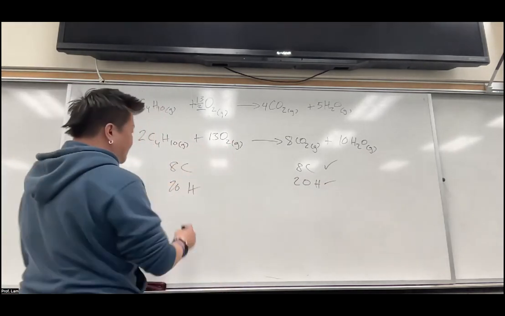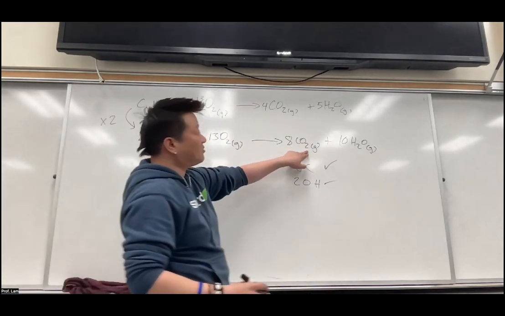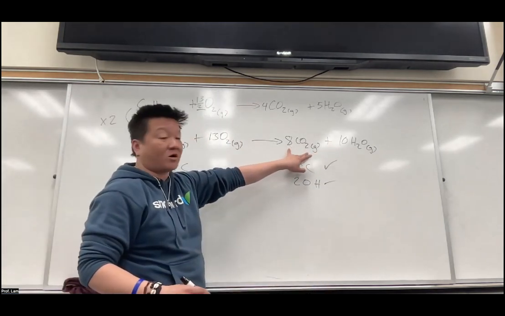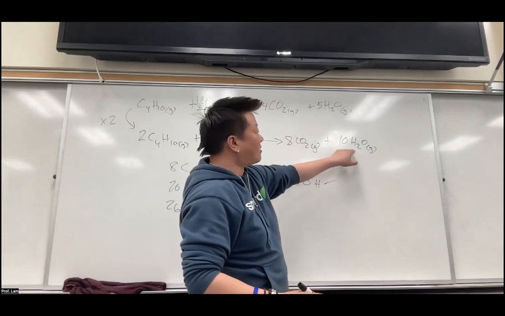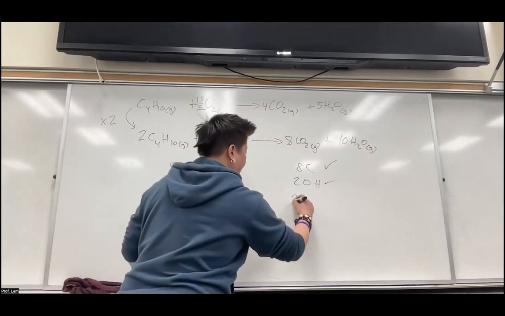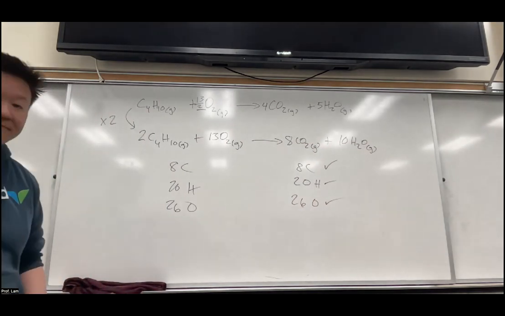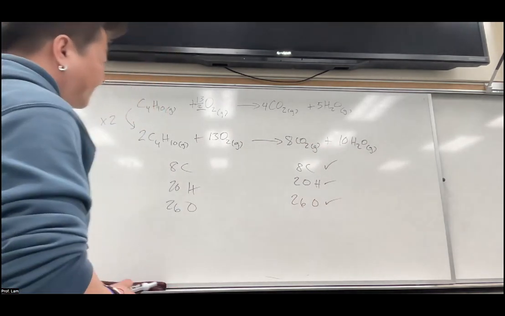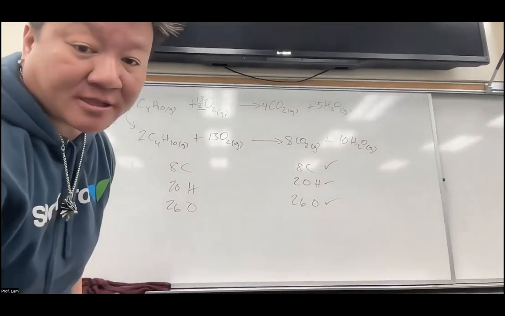Then I'm going to count the oxygens. 13 times 2 is 26 oxygen. Here I have 8 times 2 is 16 in CO2, right? And then in water, 10 times 1. So 16 plus 10 is 26 oxygens. Okay. All right, so everybody's balanced. All right, let's go to the next problem.